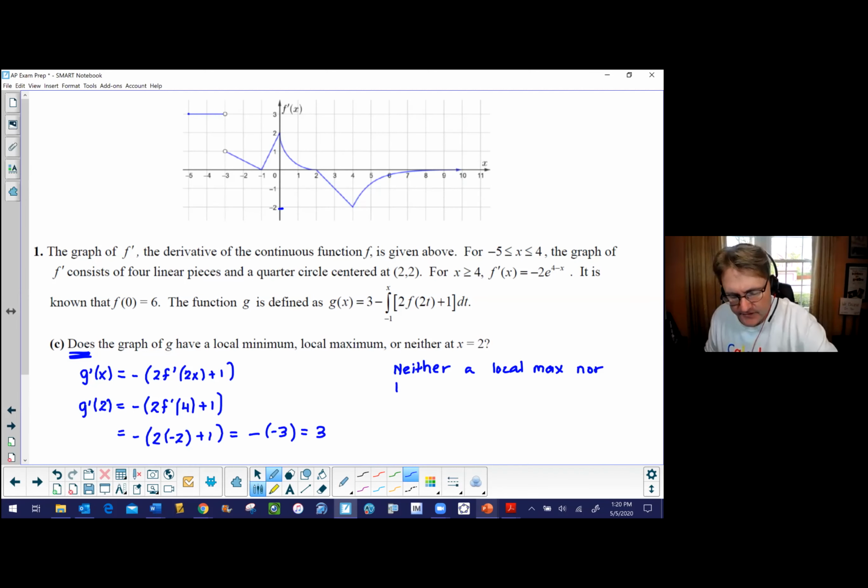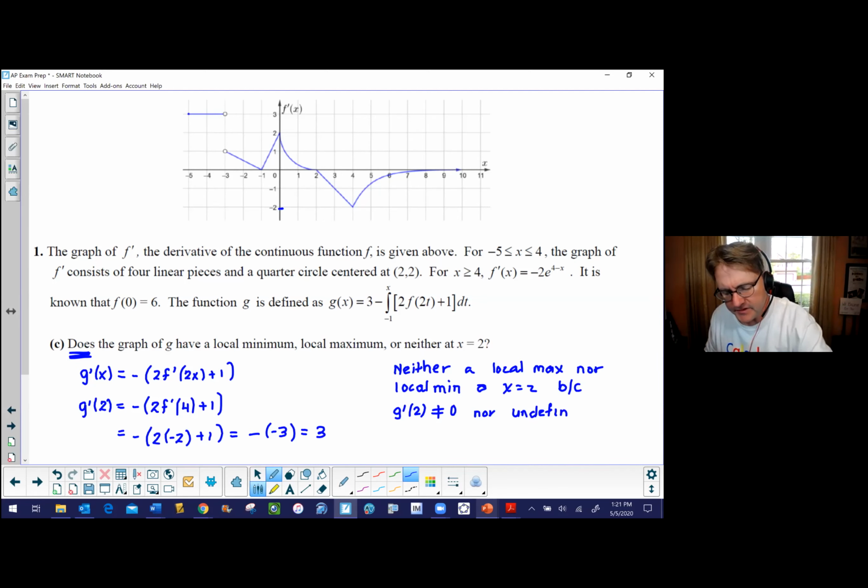We as readers see all sorts of abbreviations, just use enough letters that definitely convey the meaning of what you're trying to say. So neither a local max nor a local min at x equals 2. Now I might want to make sure I state why, and the reason is because, I love B/C for because, it's because, well, g prime of 2 is not equal to 0 nor undefined.